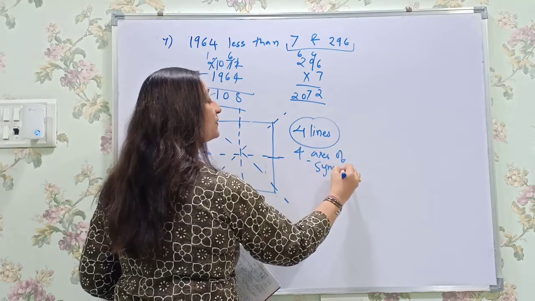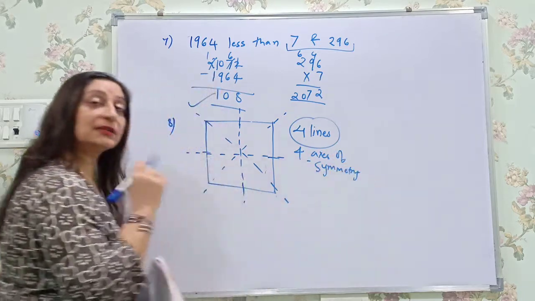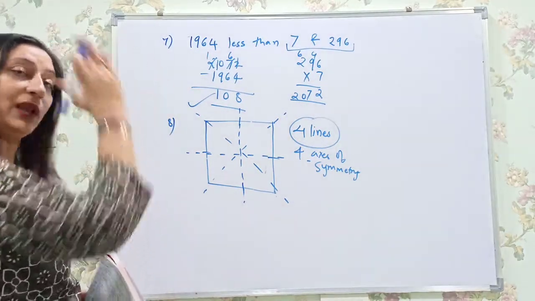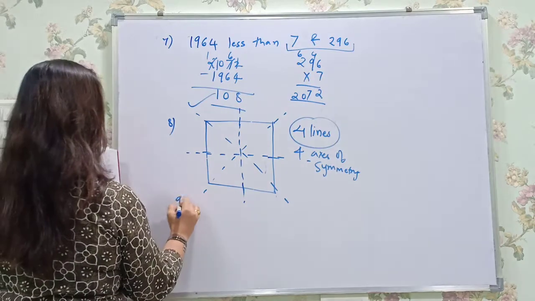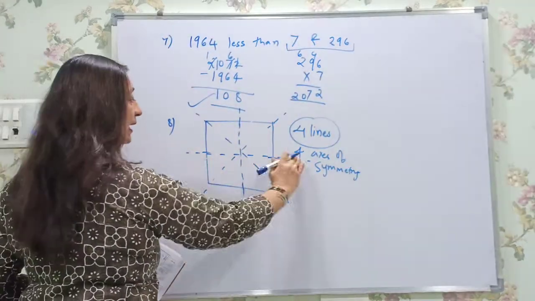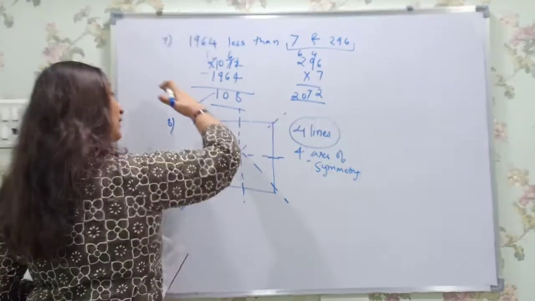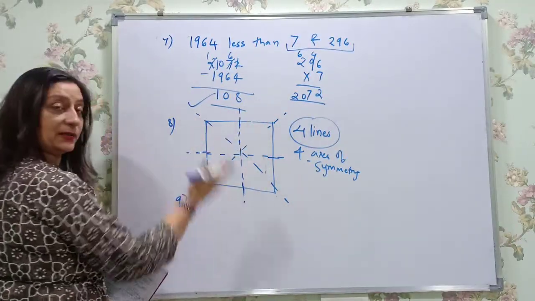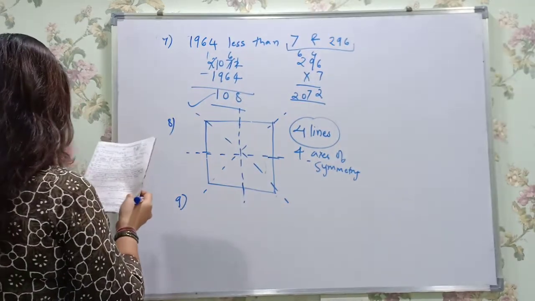Okay? Axis of symmetry is the line that cuts the figure into two equal parts, two equal halves. Okay? So if I cut this square like this, I get two equal parts. If I cut it like this, I get two equal parts. If I cut it like this, I get two equal parts, and similar like this, two equal parts. Okay? Sum number 9.